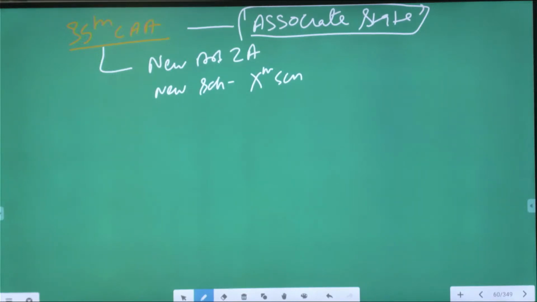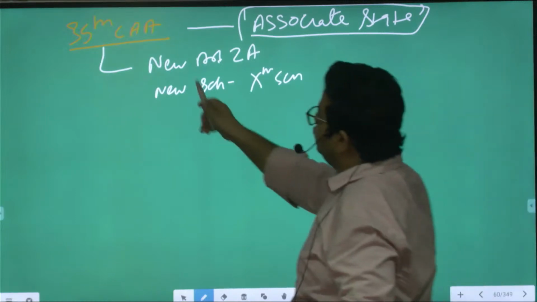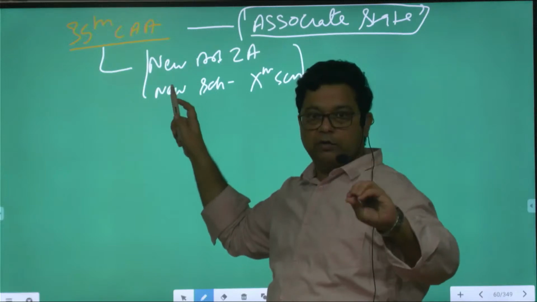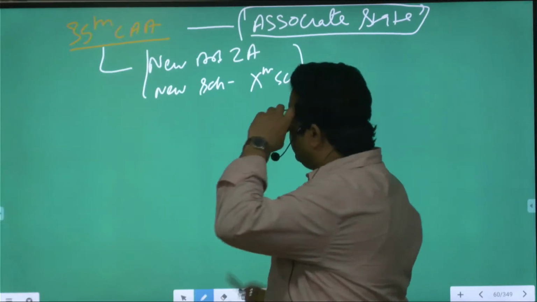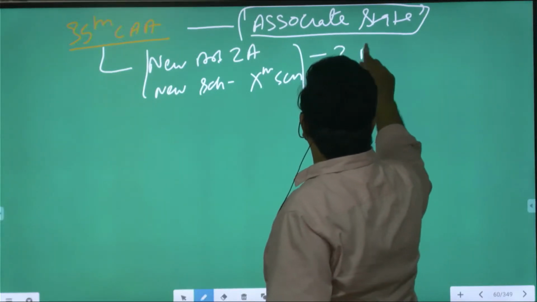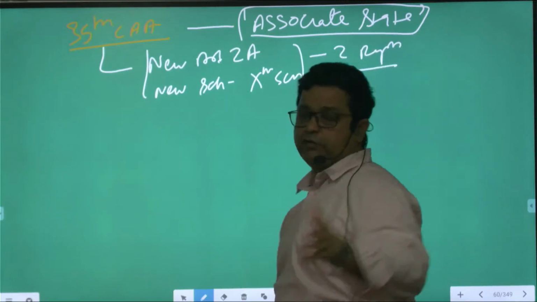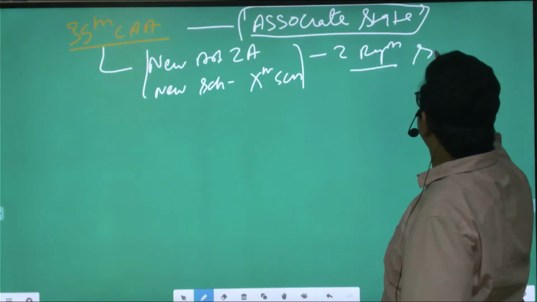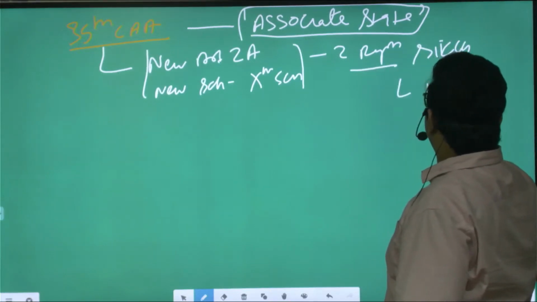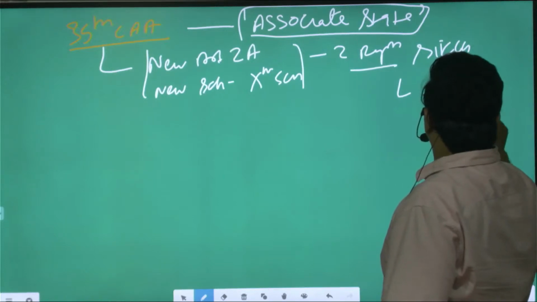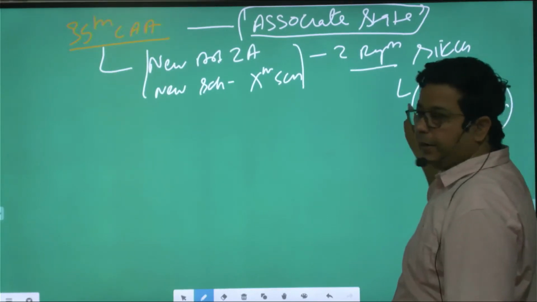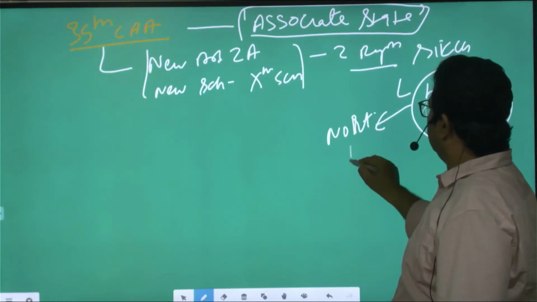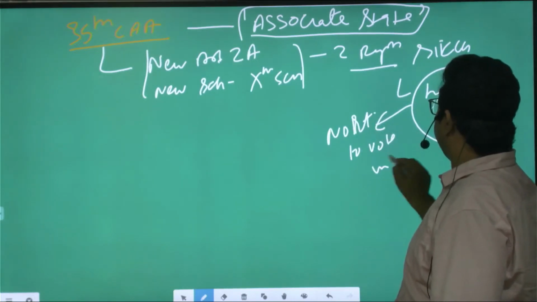Clear? Right? Now these are the two changes. Earlier they had given protector state status, now it is an associated state, right? Now what are the benefits they would be given? It says that two representatives of Sikkim will be in the Indian Parliament. But these two representatives have no right to vote in presidential elections.